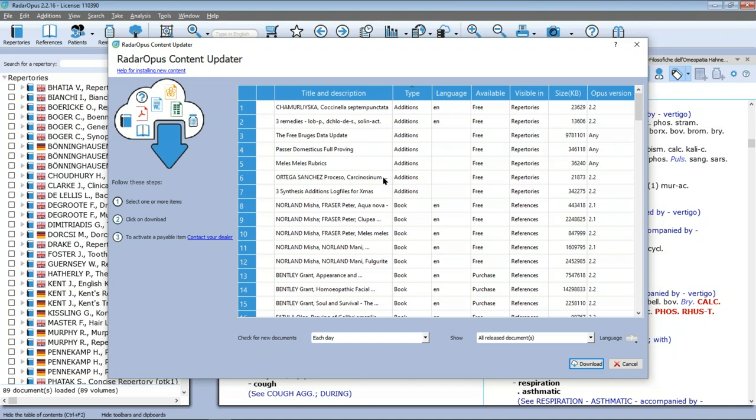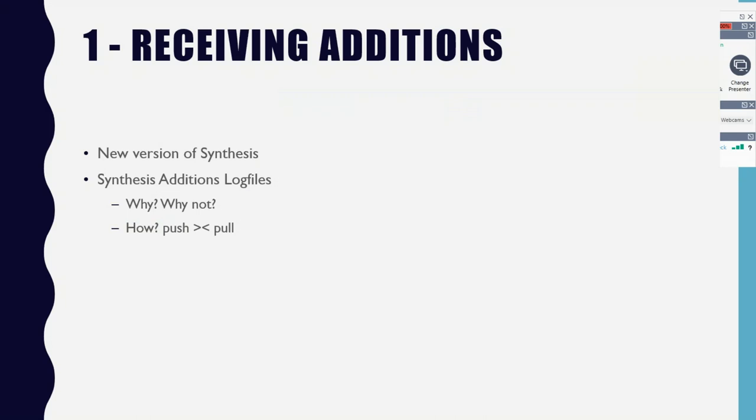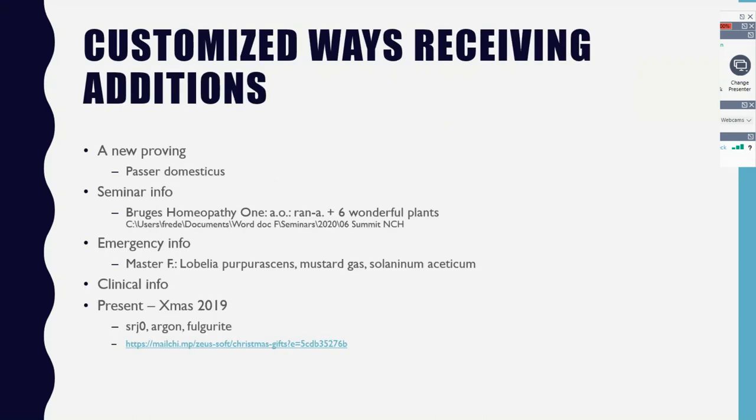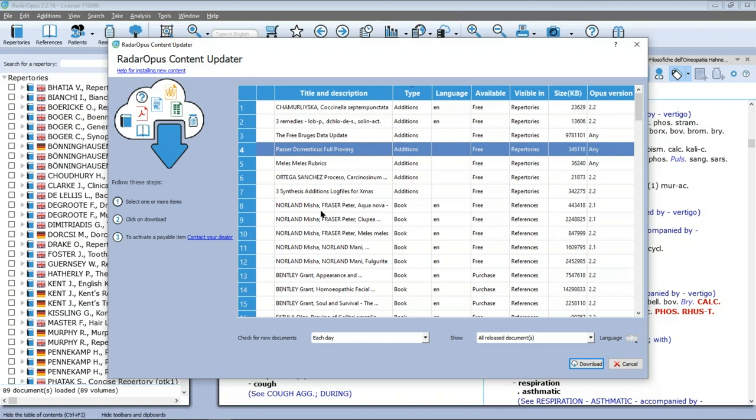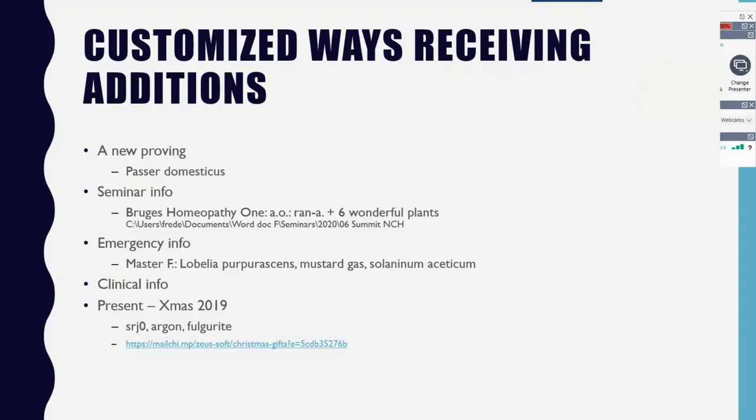Now let me explain you a little bit which kind of content we are offering through this feature. Well, there are a number of ways. First of all, as I told you already, there may be a new proving. Passer domesticus, the house sparrow, is a new proving. You can see it here in the list. This is a very interesting proving by the Norland people. And when you click on this file, these symptoms, this remedy is added to your Synthesis. Okay, so communicating a new proving is one way.